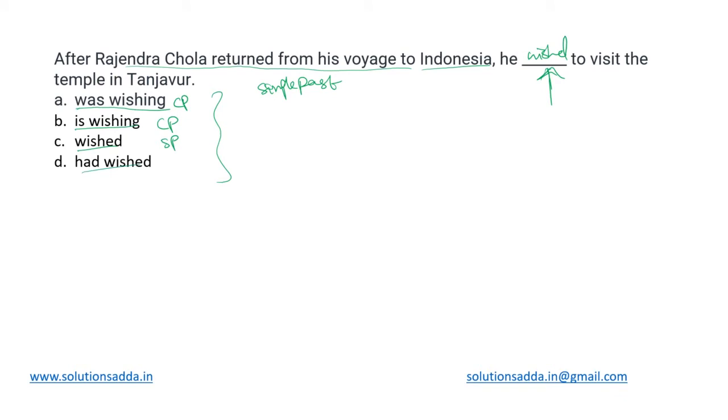Option D is had wished, meaning past perfect tense. Hence, the appropriate word would be to put wished over here. After Rajendra Chola returned from his voyage to Indonesia, he wished to visit the temple in Thanjavur. That makes sense. Hence, we shall go with option C, wished.